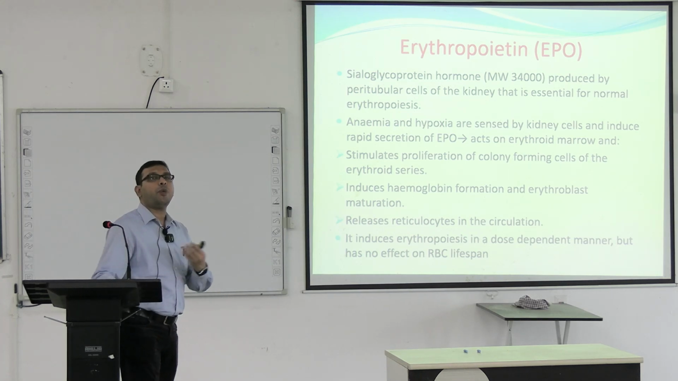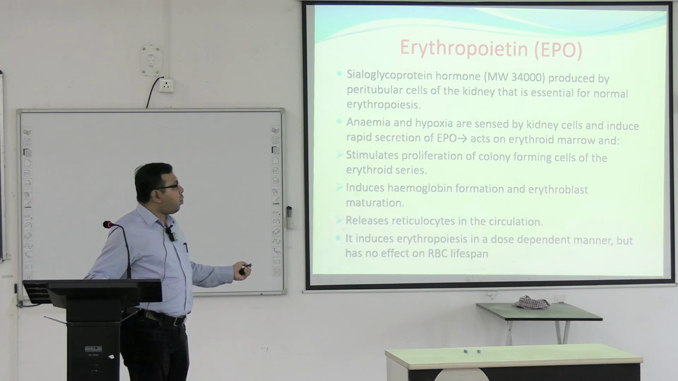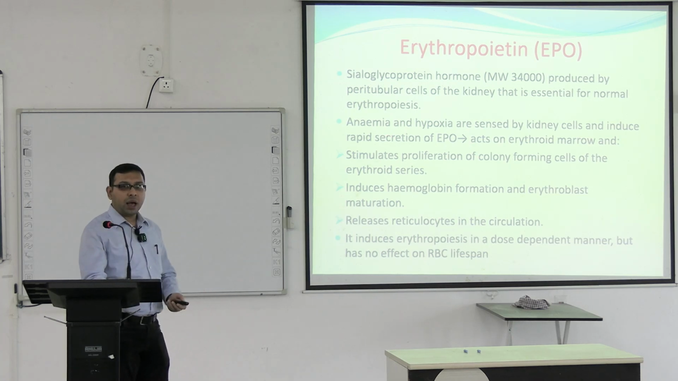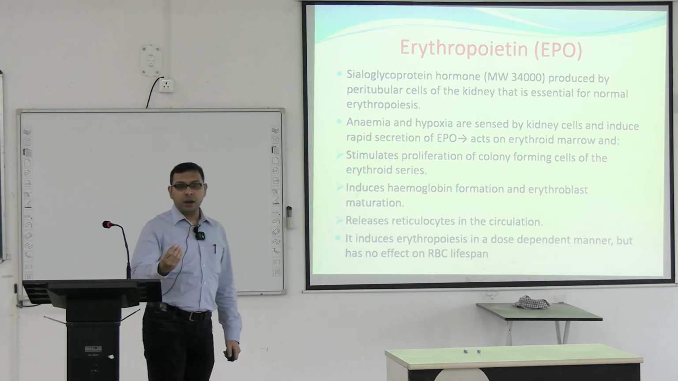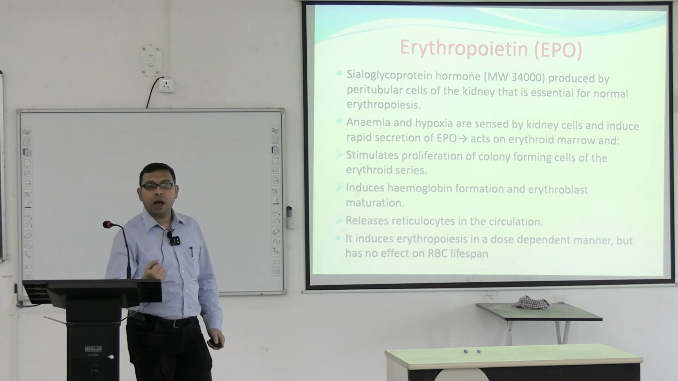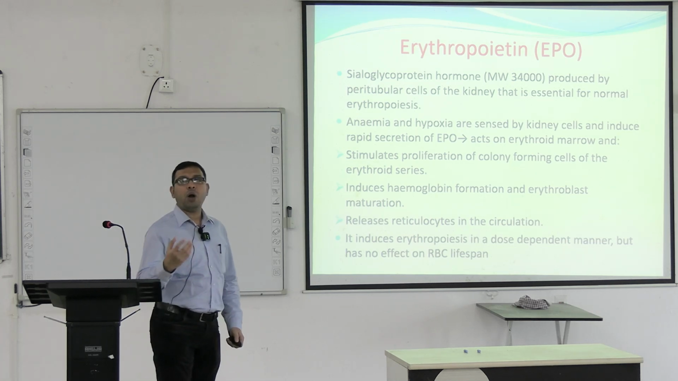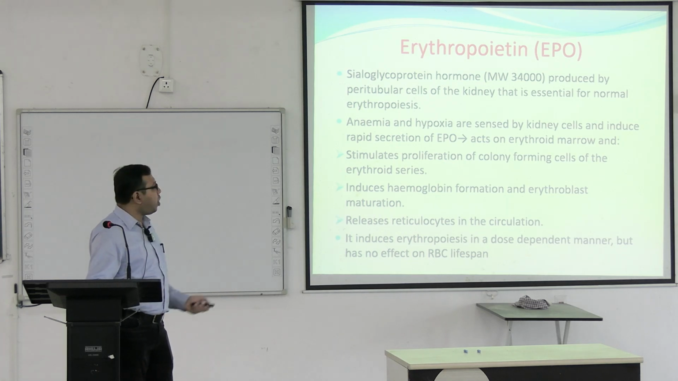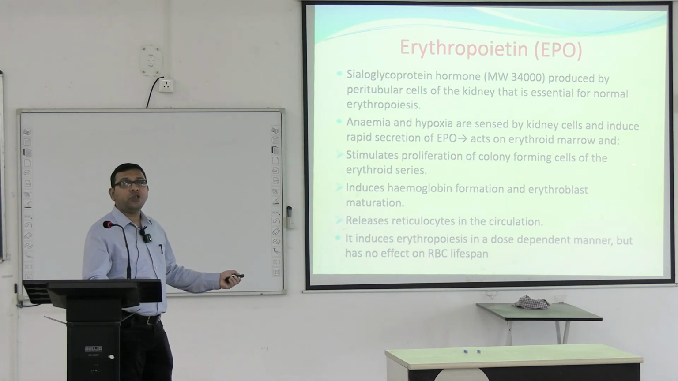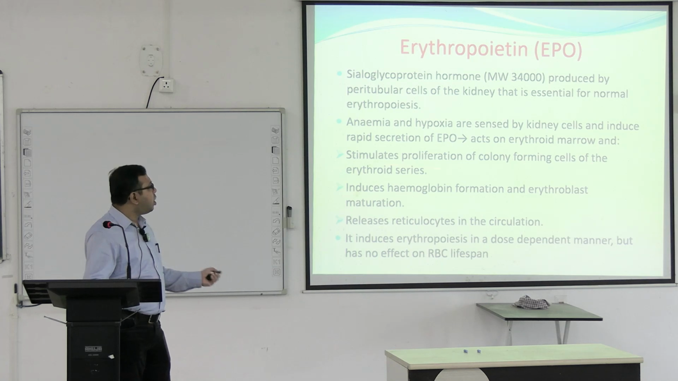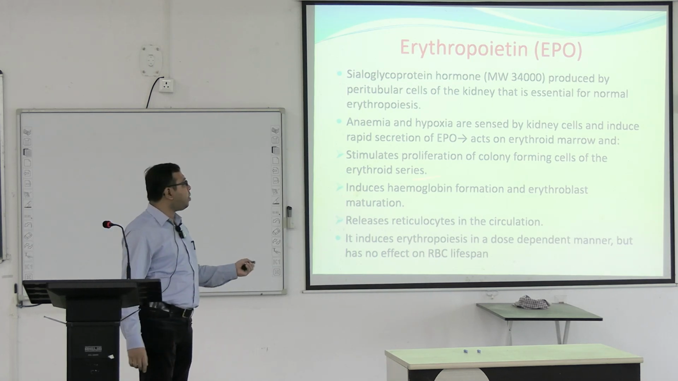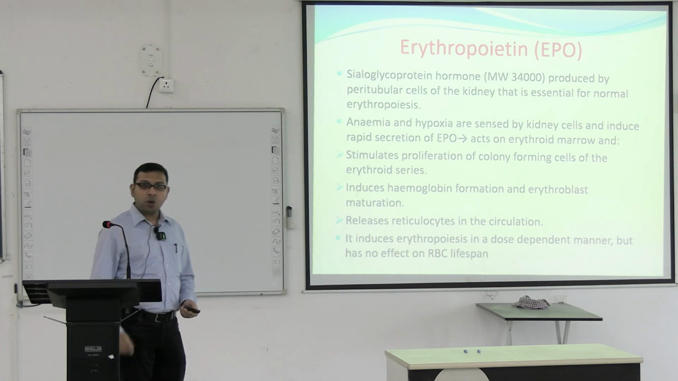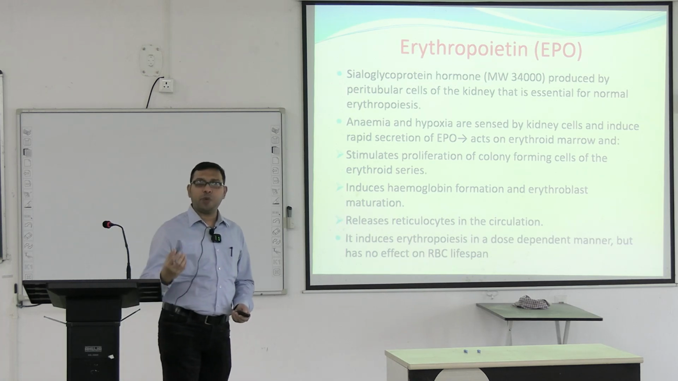Erythropoietin causes erythropoiesis. So when there is anemia or hypoxia, there are cells in the kidney that sense that there is anemia. So that needs hypoxia. So the cells need more RBCs. So they induce the rapid secretion of erythropoietin, and that acts on the erythroid marrow, bone marrow, and ultimately stimulates the proliferation of the colony forming cells of the erythroid series. So you know in physiology how RBC production happens.